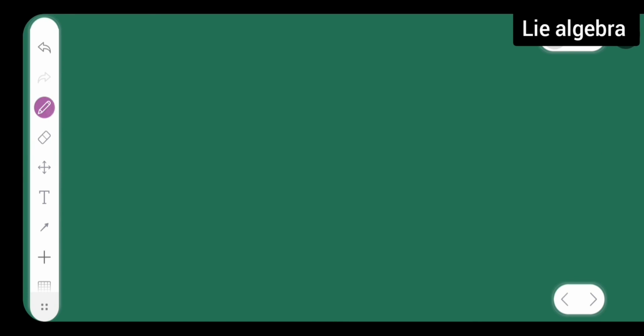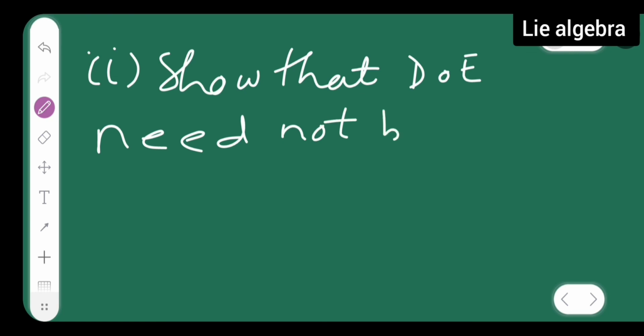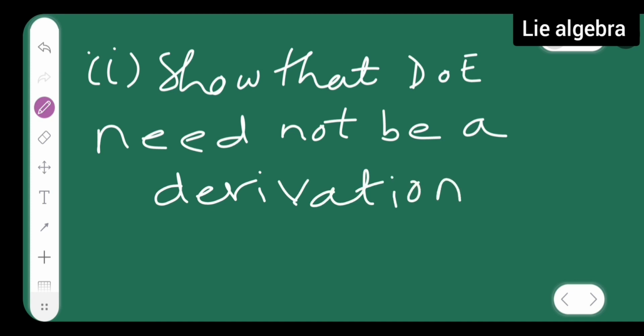Just take down this problem. Second one. Show that, from that derivation thing, D composite E need not be a derivation. This is for your homework. You can try this.